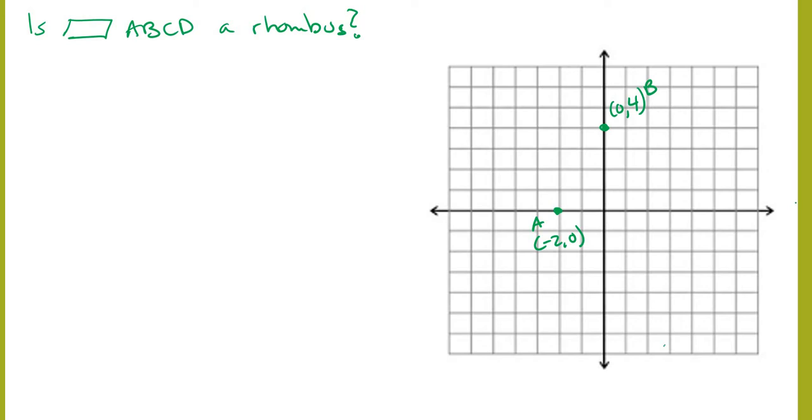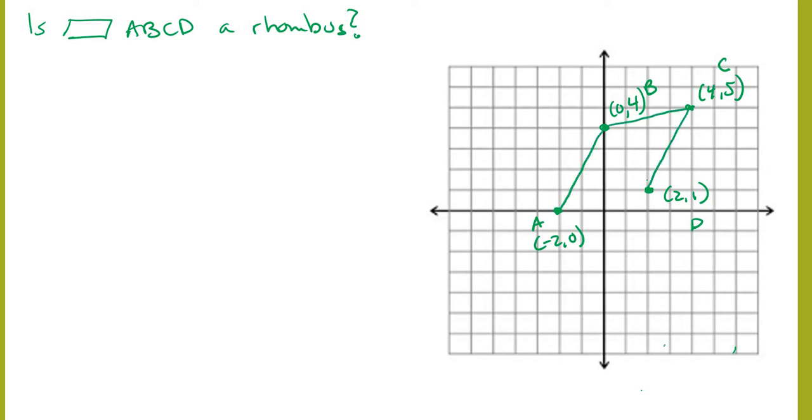C is going to be at 4, 5. 2, 3, 4, 5. 4, 5 is going to be point C. And D is at 2, 1. And the question is, is this a rhombus?